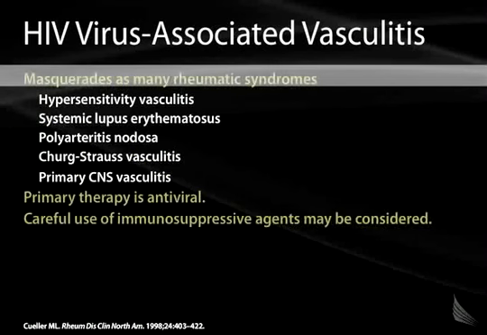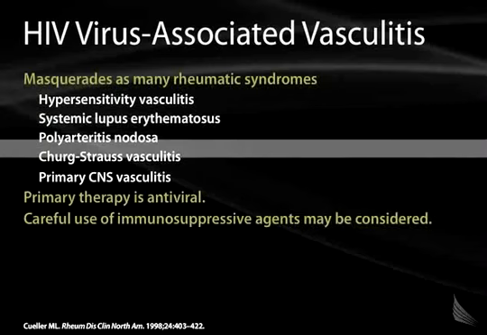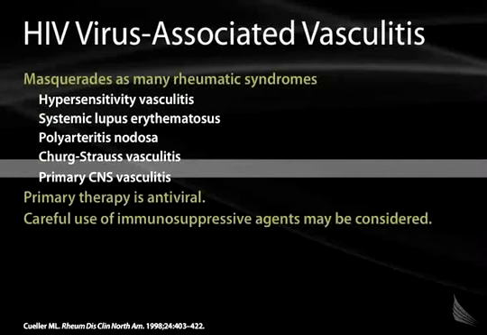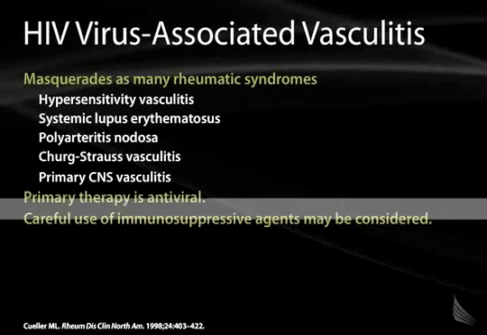The HIV-associated vasculitides can masquerade as many different types of rheumatic syndromes. Hypersensitivity vasculitis, lupus, PAN, Churg-Strauss, or primary CNS vasculitis can all be presentations of primary HIV-associated vasculitis. The primary therapy in these cases is antiretroviral therapy. You get the HIV under control and the symptoms of the vasculitis may improve. A careful use of immunosuppressive agents may be considered. However, in the patient with human immunodeficiency virus, you may not want to pursue very aggressive immunosuppressive therapy.